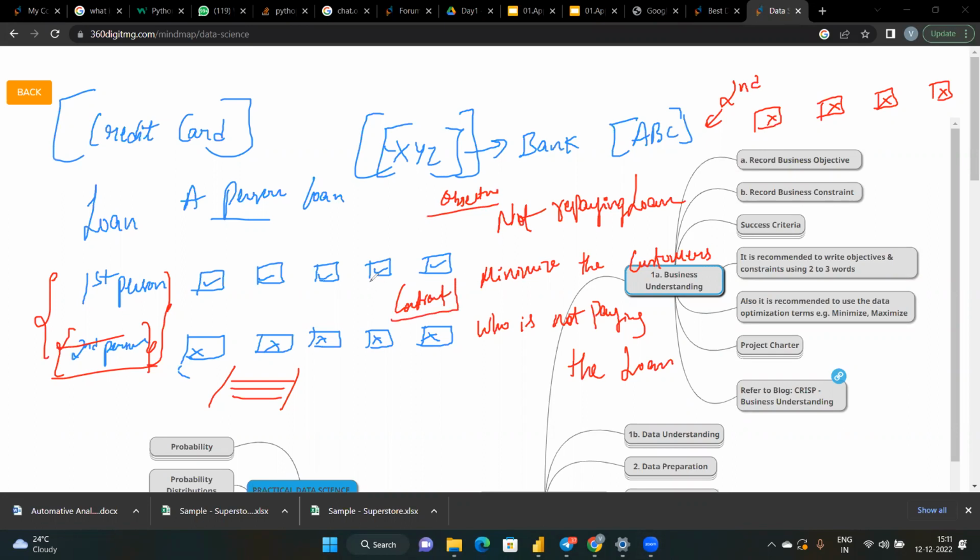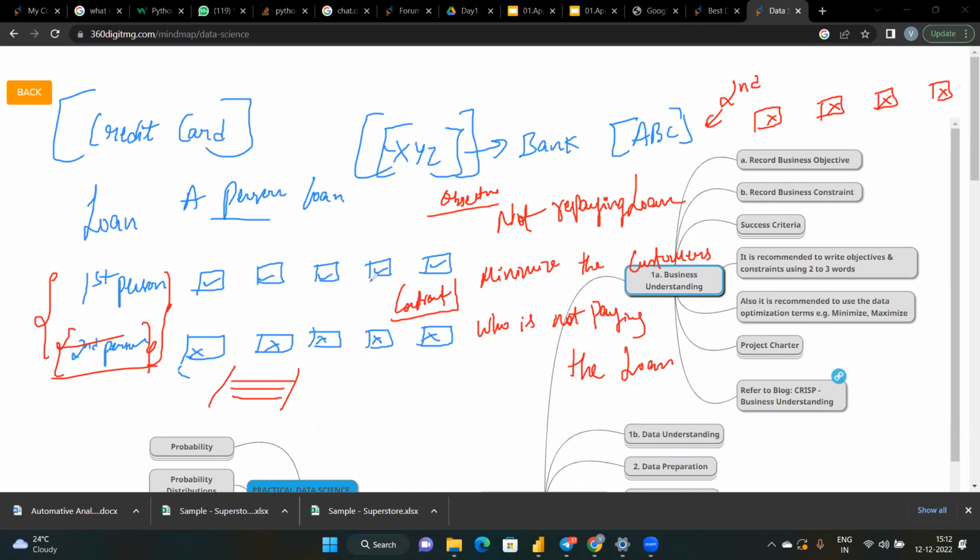It is recommended to write the objective and constraint using 2 or 3 words. What is meant by that? You should use terminology: the objective is not repaying loan, and the constraint is minimize. So it should be in 2 or 3 words, not a paragraph, not 100 or 1,000 words. Basically, one sentence you can consider, not more than that. It should be very sharp, so that 3 lines become 1 sentence. That is the business objective and business constraint.